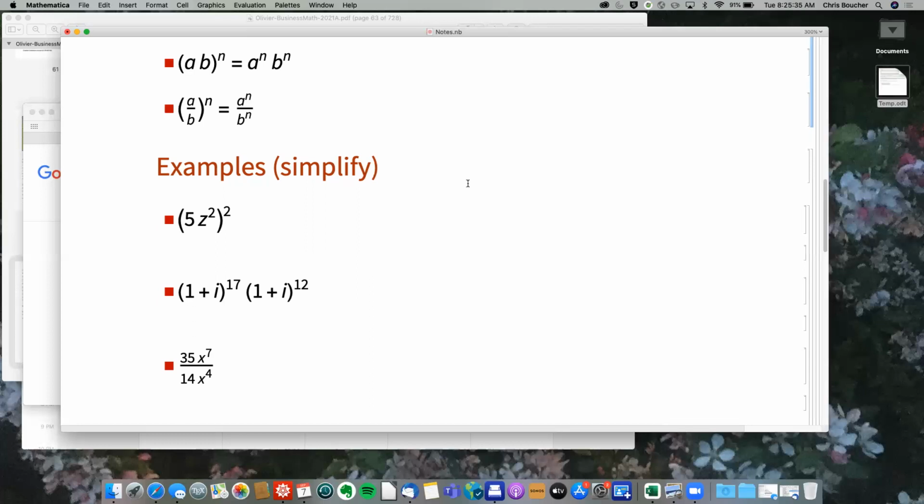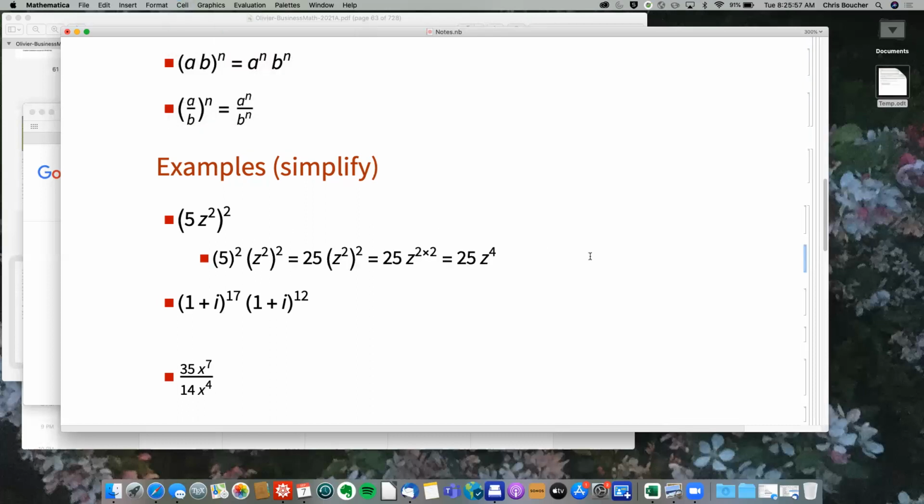Go ahead. So is it like I? The letter is I, yes. Okay, so it would be 1 plus I to the 2017 plus 12. So it's 1 plus I to the power of 29. So what was the final power again? So it's the first law. Just add both of the exponents. Excellent, right? So I add the exponents, 17 plus 12 is 29, and I wind up with 1 plus I to the 29 power.